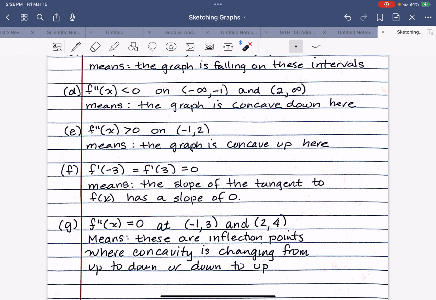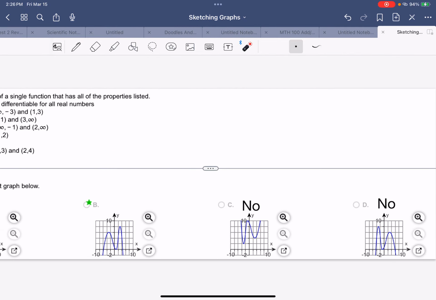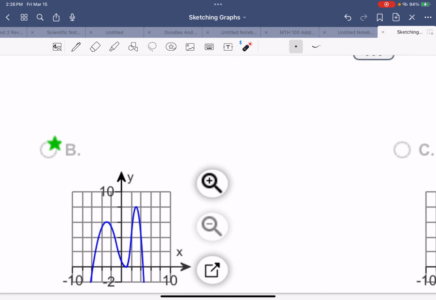The next one says f double prime of x is greater than 0 from negative 1 to 2. And that's when the second derivative is positive, greater than 0, that means it's concave up. So we need to look from negative 1 to 2. So here's negative 1, it's about right here because the scale is 2. And here's 2, and look, from there to there, yep, we've got that bowl shape up. So that second derivative test shows true for this graph B.